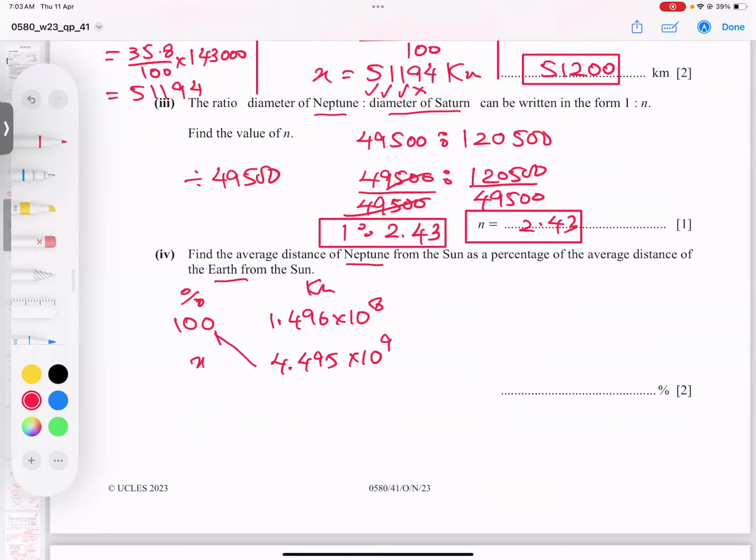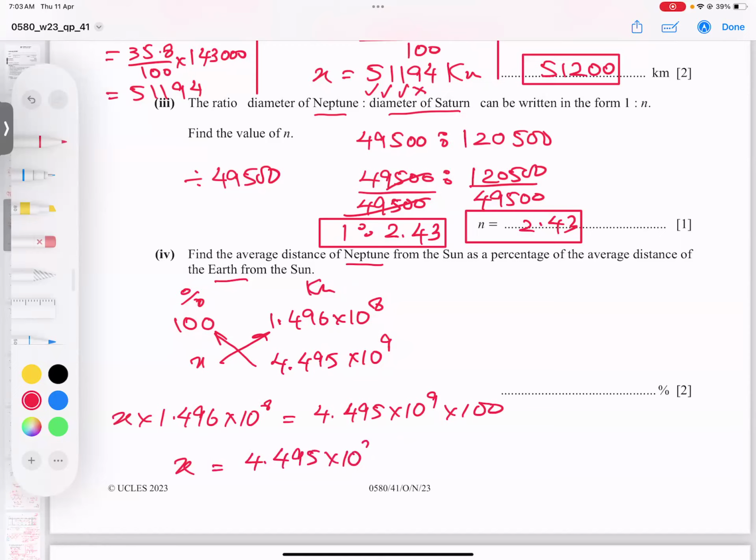So in cross multiply simply, when this multiplies with that, it turns out to be x times 1.496 into 10^8. And this multiplies with 100, so 4.495 into 10^9 and into 100. Okay, this will give, divide down. And ultimately, we will get our answer: 4.495 into 10^9 times 100 divided by 1.496 into 10^8. And if we type this in calculator, students, let me check. Yes, I typed this now and I got 3004.67%. But we don't want, which you don't want bigger than 4? No. If bigger than 4, we add, otherwise we don't add. So it means percent is coming 3000%.